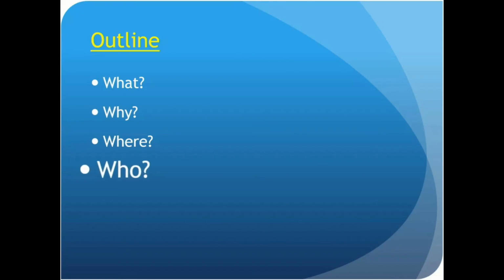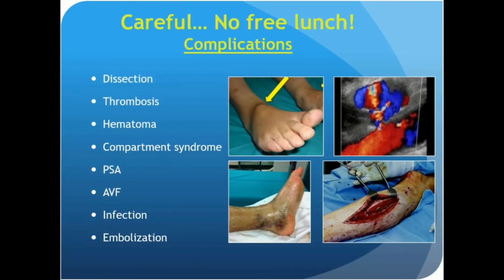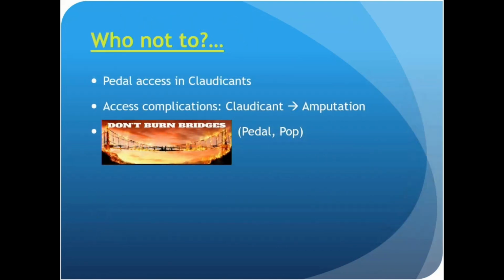And finally, who to pick for alternative access? Basically, we have to be careful. There's no free lunch. There are multiple very well documented complications, including dissection, thrombosis, hematoma, compartment syndrome related to continuous extravasation from tibiopedal access site, pseudoaneurysms, AV fistulas, infection. So people think it's easy, it's fast, people go home. But we have to be very careful.